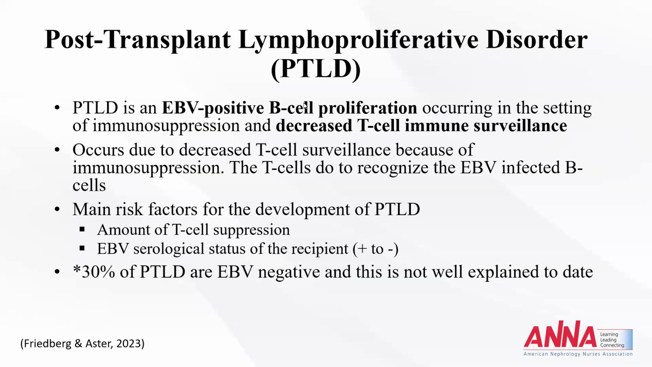So again, it occurs due to decreased T cell surveillance because of immunosuppression. The T cells do not recognize that the EBV cells have infected these B cells in your lymphoid tissue, and they're just going, well, we're just going to keep producing. The main risk factor for the development of PTLD is the amount of T cell suppression. And that's the main thing we're trying to target to prevent acute cellular rejection.